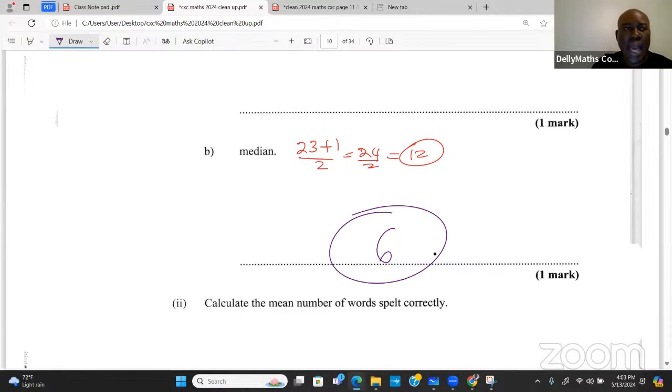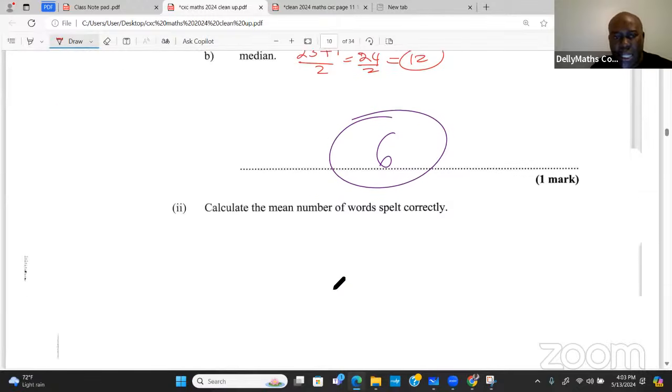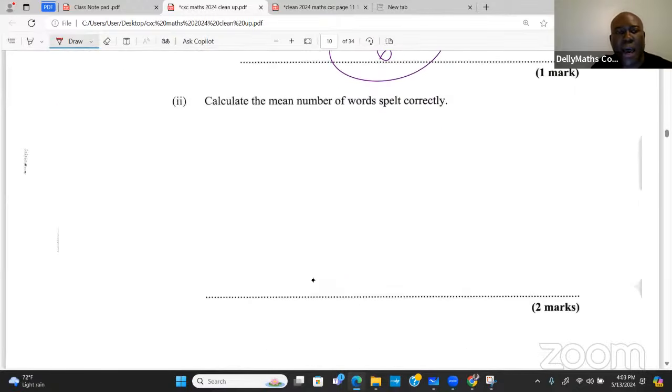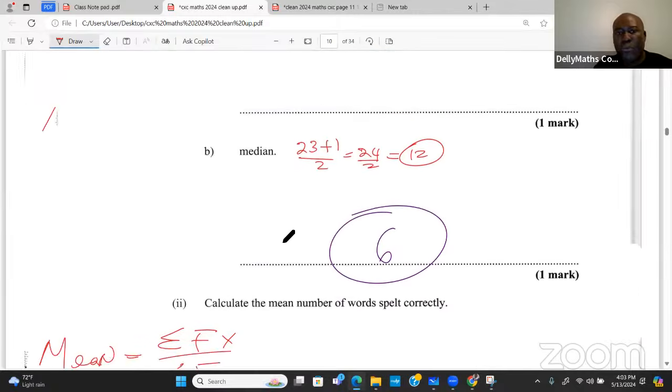All right. So we have to remember the little details. Put it together. Not a big deal. Next question says, calculate the mean number of words. So if I'm going to find the mean, remember what the mean is. The mean is equal to the sum of the fx over the sum of the f. So I'm going to have to create an fx row in this case, find the total for it, and then keep working.